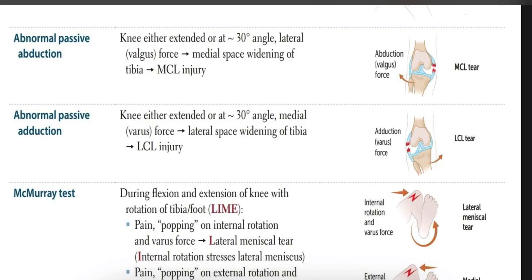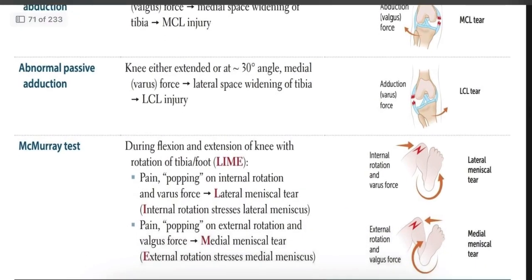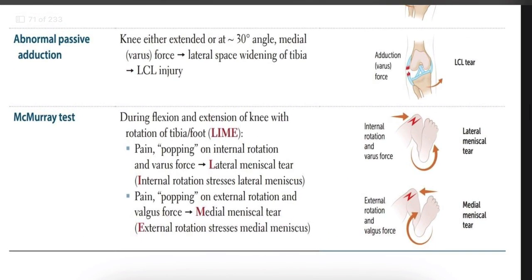Next one, abnormal passive adduction. Abnormal passive adduction occurs in a lateral collateral ligament tear. As you can see in this image, we apply a varus force from the medial side at 0 degrees and 30 degrees of flexion. In a positive test, there is lateral space widening and lateral collateral ligament injury.